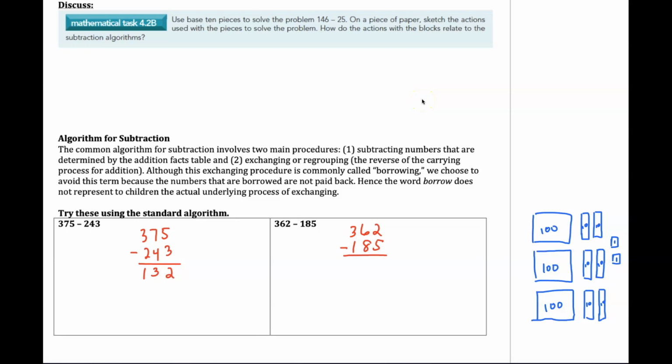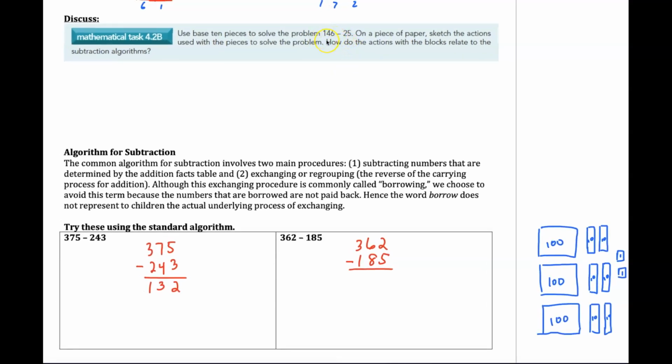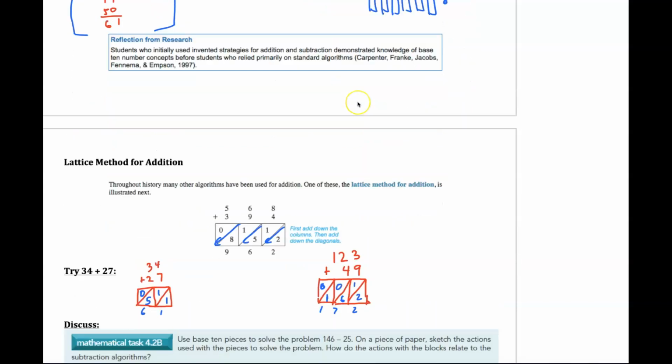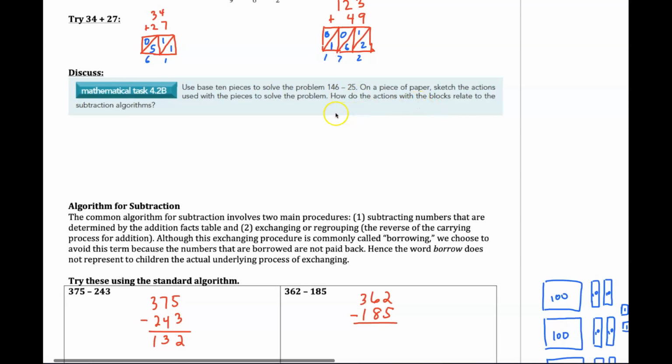We're going to go ahead and take a look at subtraction algorithms. How do we solve subtraction problems using algorithms, right? The series of steps or procedures we use to solve computation problems. It'd be important to first think if you have base 10 pieces, or to draw out like I did on this problem here. What does 146 minus 25 look like, right?